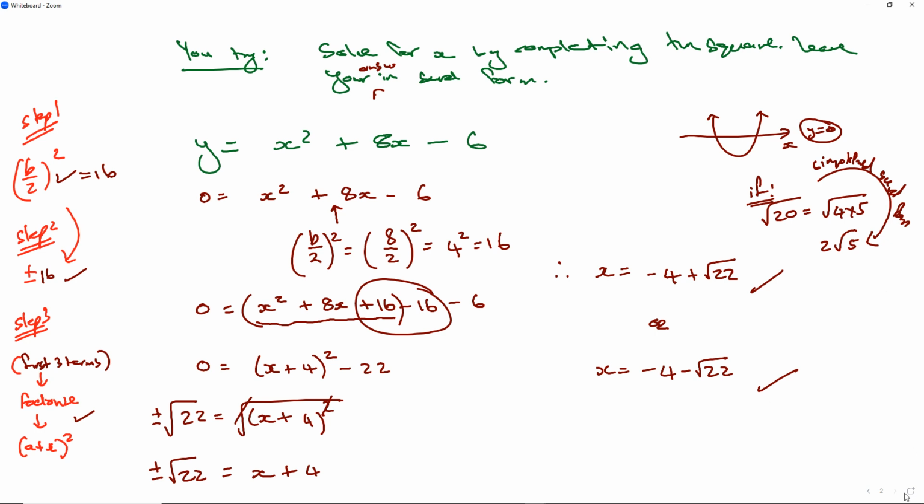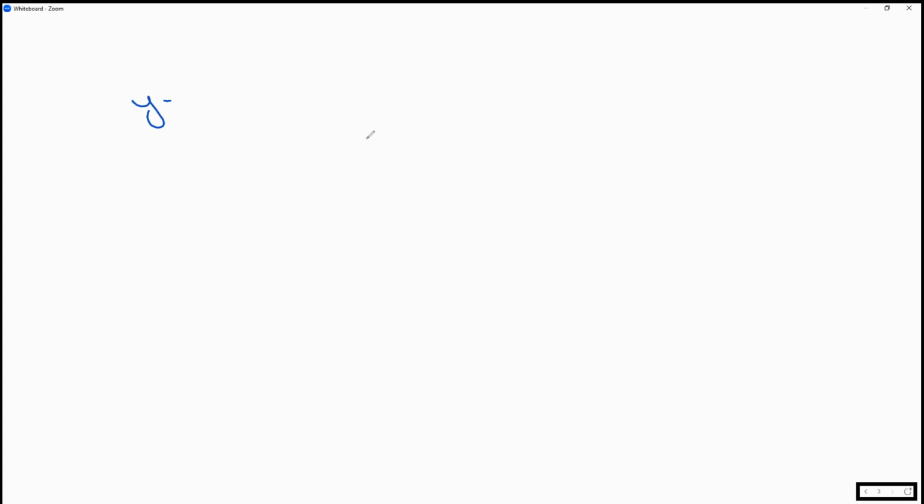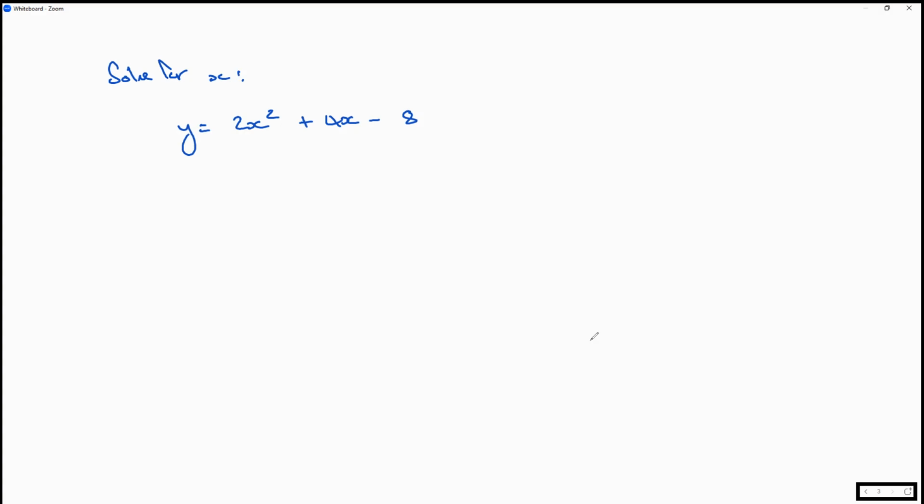Now, sometimes it's given with an a value that is not 1. So what's the a value? Remember, a is in front of x squared. So when this a value is not 1, then we have something else to do before we can solve for x. So we're going to solve for x again by completing the square, and we're given that y equals 2x squared plus 4x minus 8, let's say. We have to remove that 2 first before we can complete the square with these particular steps.